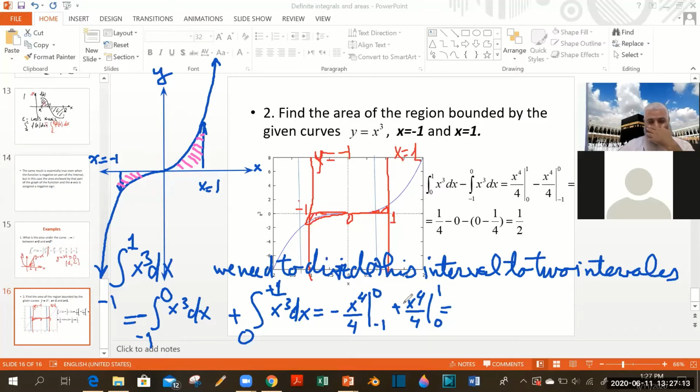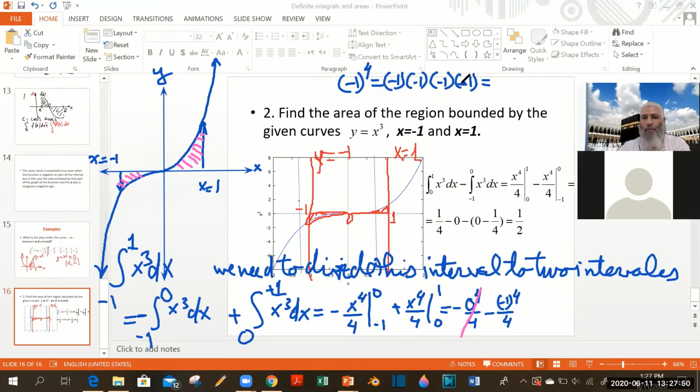Now 0 to the power 4 is, what is 0 to the power 4? It's 0. So this part will be equal to 0. And -1 to the power 4. It's -4 over 4? No. -1 to the power 4 equals -1 multiplied by -1 multiplied by -1 multiplied by -1. So this is what? Positive 1. So this is positive 1.